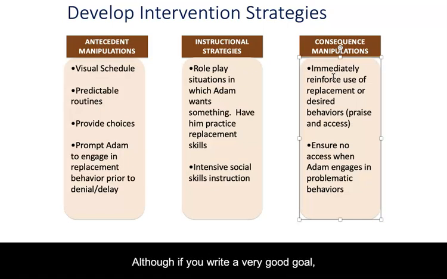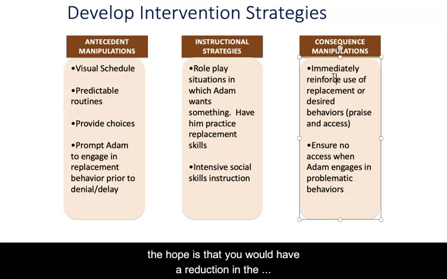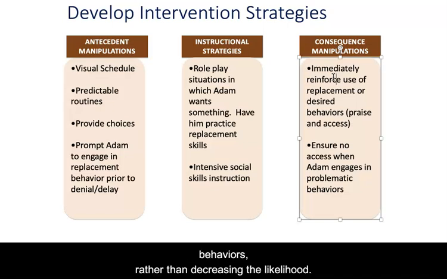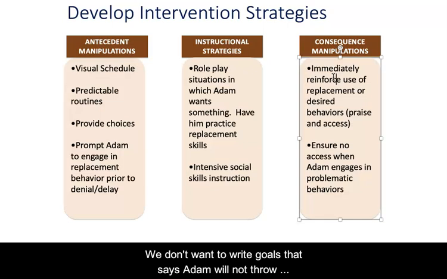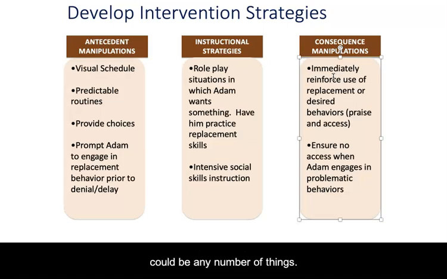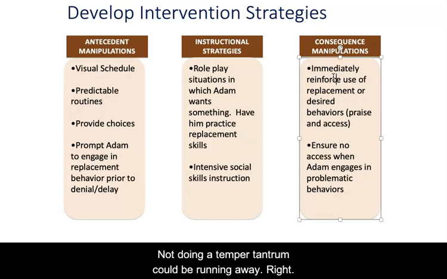Although, if you write a very good goal, the hope is that you would have a reduction in the undesired behavior. But it's important to think that we're writing goals from a pro-social approach, which is the desired behaviors, rather than decreasing the likelihood. We don't want to write goals that say Adam will not throw a temper tantrum, because not doing a temper tantrum could be any number of things. Not doing a temper tantrum could be running away, right? So we want to make sure that we're clearly saying what it is we want him to do.